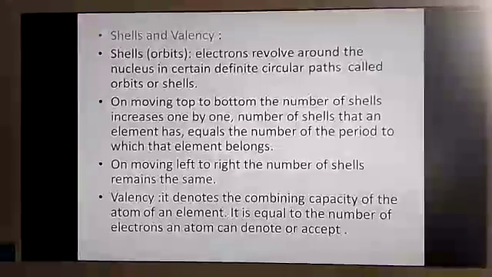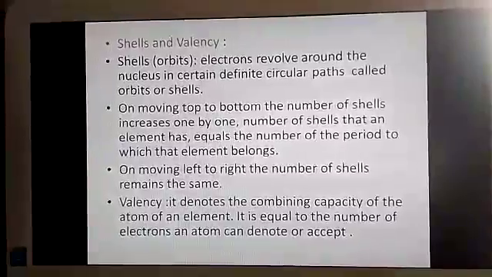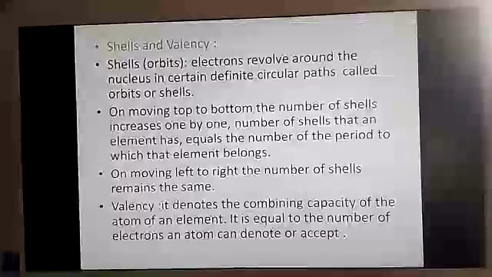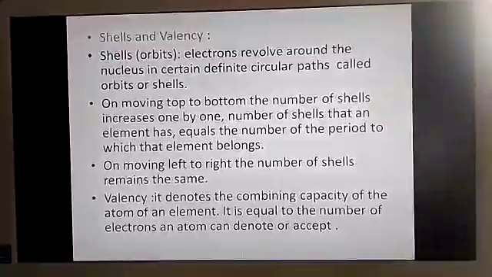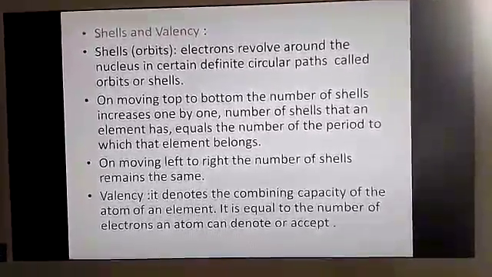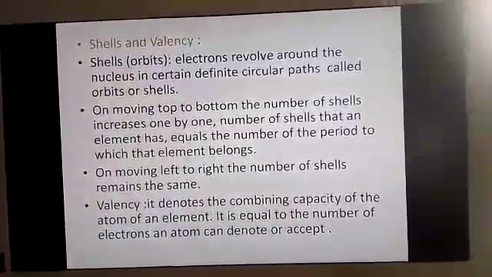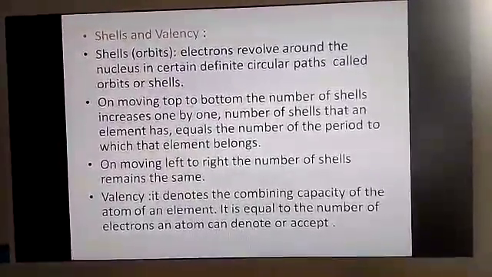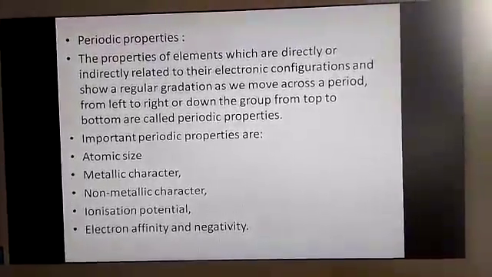Valency shell is what? Electrons revolve around the nucleus in certain definite circular paths called orbits or shells. On moving top to bottom, the number of shells increases one by one. The number of shells that an element has equals the number of the period to which that element belongs. On moving left to right, the number of shells remains the same. Valency denotes the combining capacity of an atom of an element. It is equal to the number of electrons an atom can donate or accept. So let's see the periodic properties.